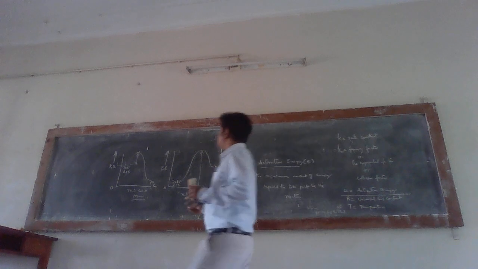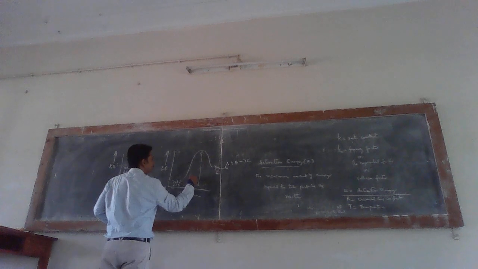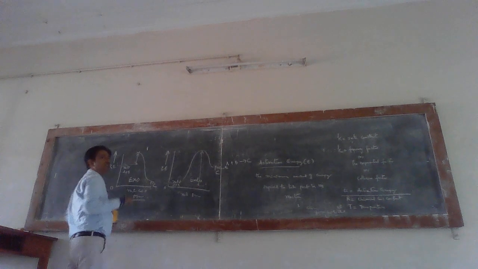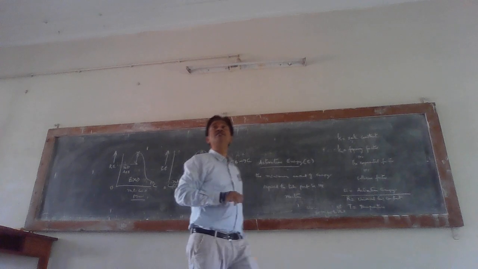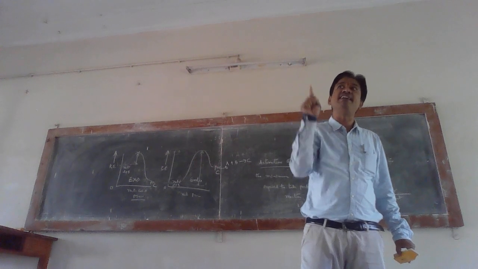Now got it? So this curve is for exo, this curve is for endo. Now this is called activation energy. So exothermic reactions will have less activation energy to be supplied.